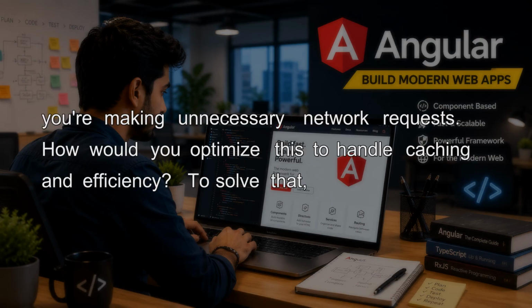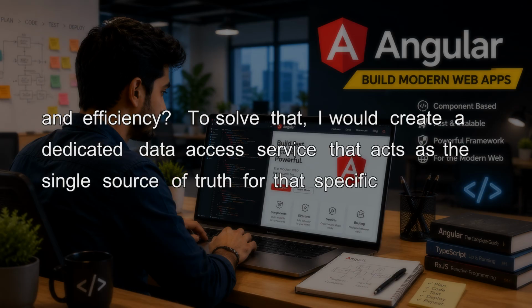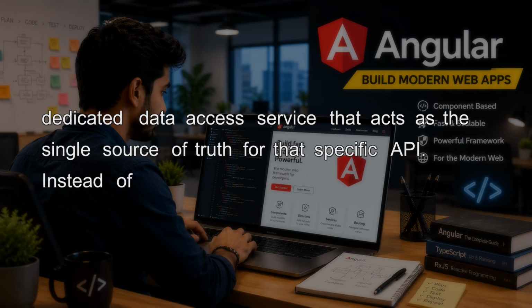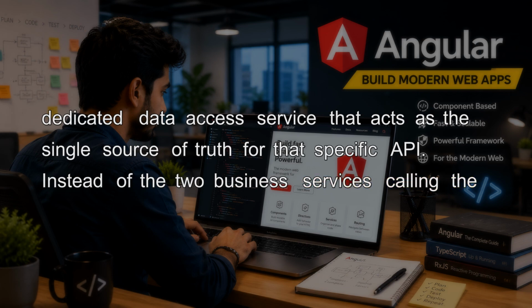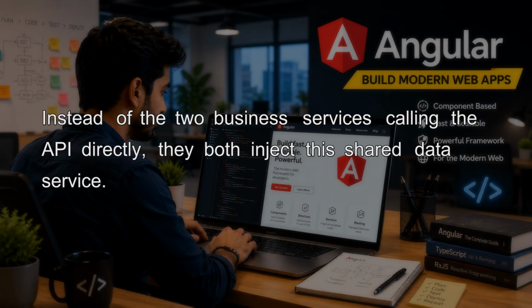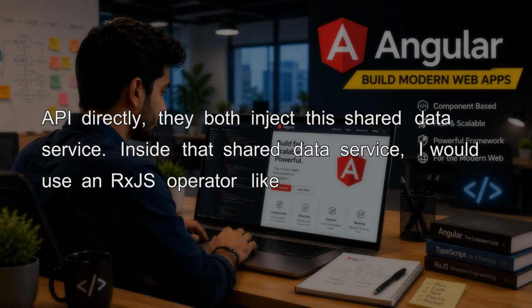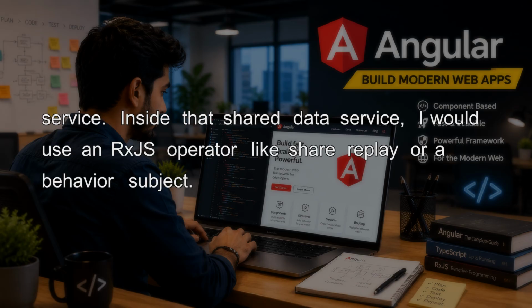To solve that, I would create a dedicated data access service that acts as the single source of truth for that specific API. Instead of the two business services calling the API directly, they both inject this shared data service. Inside that shared data service, I would use an RxJS operator like shareReplay or a behavior subject.